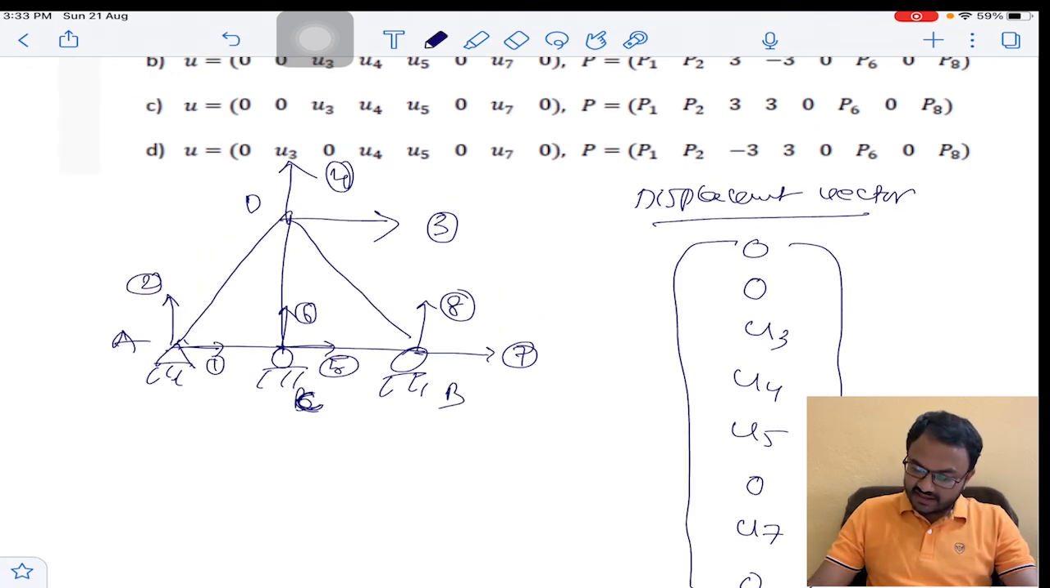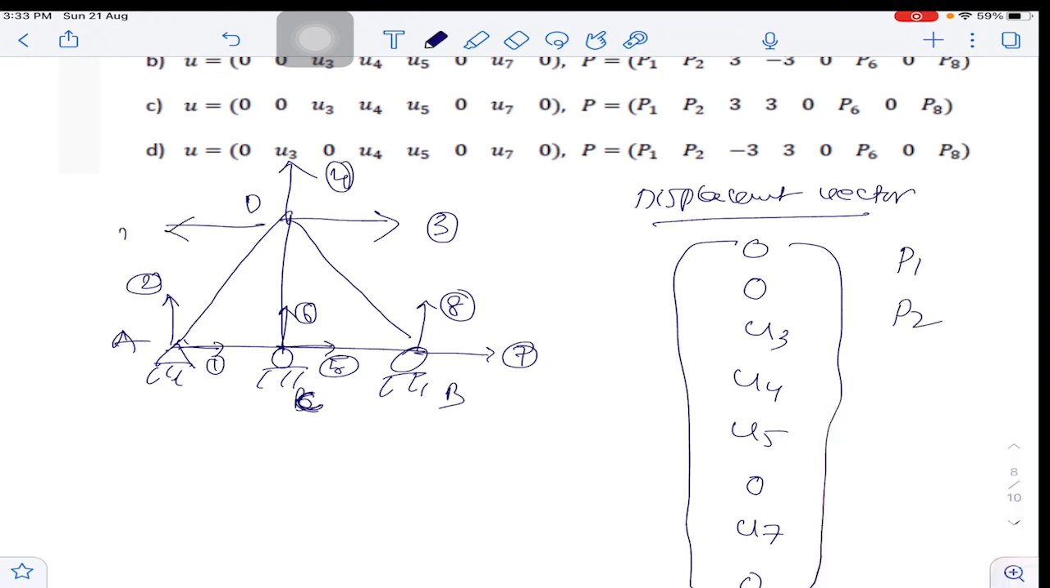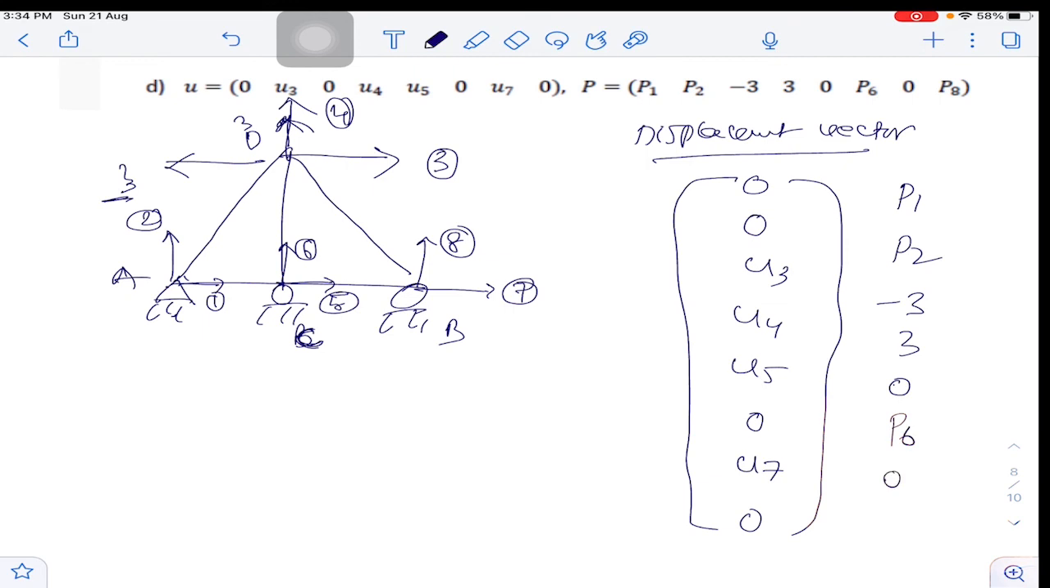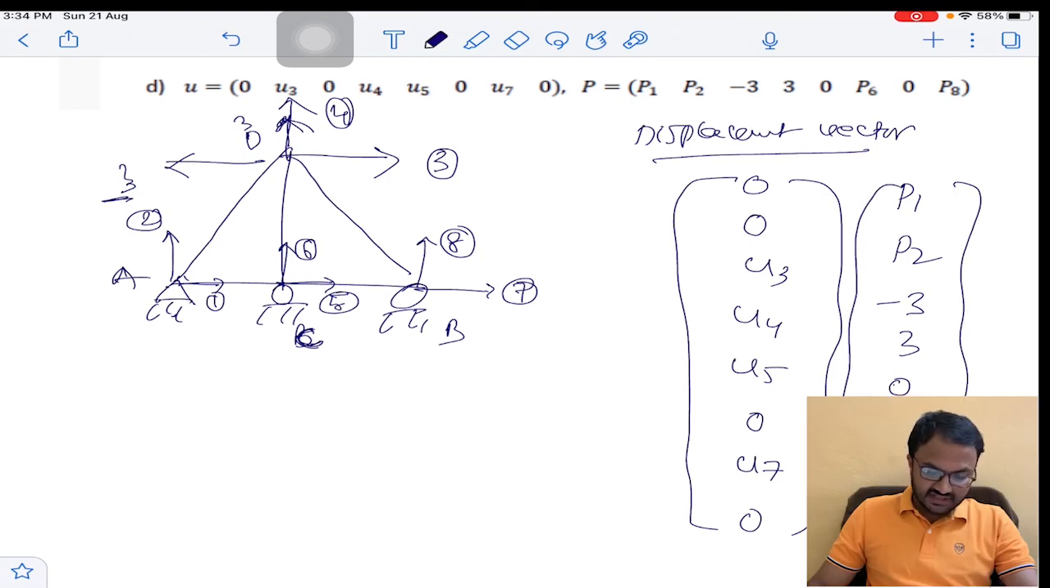In the force matrix, there is P1 at 1 and P2 at 2. There is a 3 kilonewton load in the opposite direction, and here 3 kilonewton above. Because this 3 is in the opposite direction, we need to write it as minus. And this top 3 is in the same direction as 4, so we write it as positive 3. At 3, 4 and 5, displacement is there, so force is not there. At 6 it is P6, at 7 displacement is there, so it is 0, and at 8 it is P8. So this is the force matrix, and the answer for this is option A.